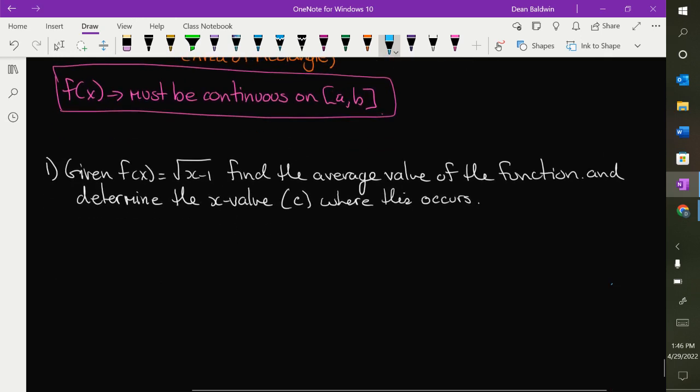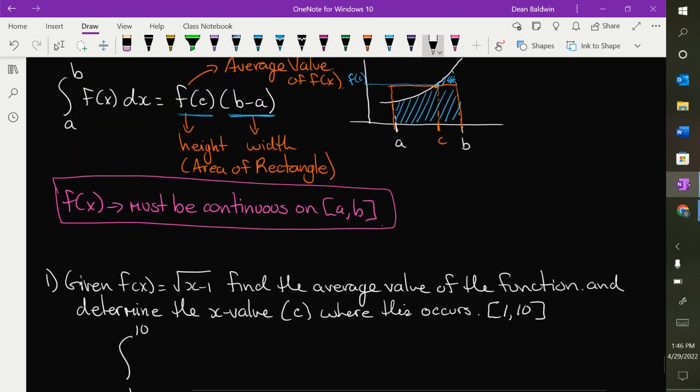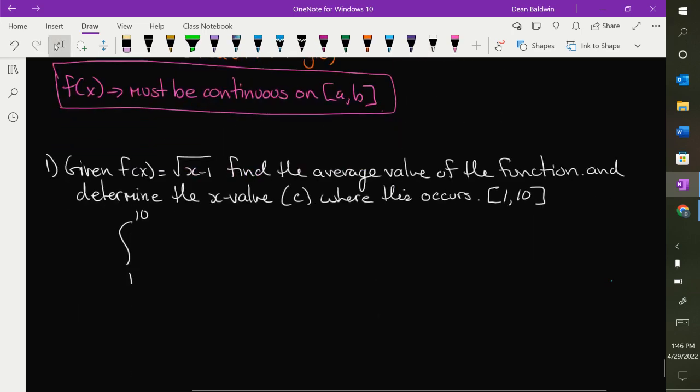So a kind of standard question that you would see is, given f of x is equal to root of x minus 1, find the average value of the function and determine the x value c where this occurs. Okay. So write out the mean value theorem. The integral, oh, I didn't give you an integral. Over the interval, that would help, 1 to 10. So that means from 1 to 10, the function, x dx.